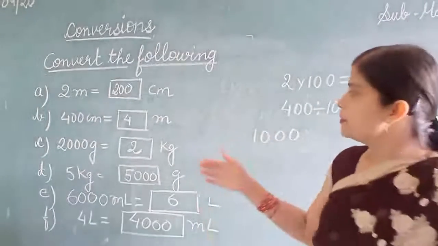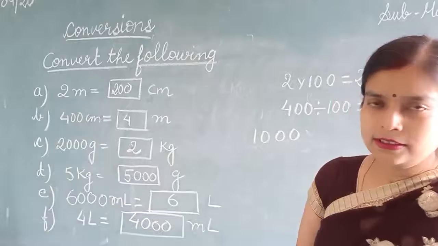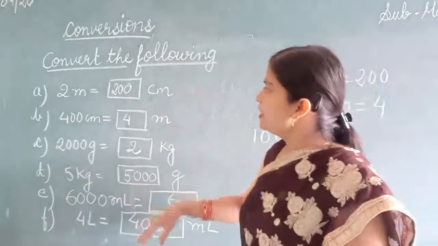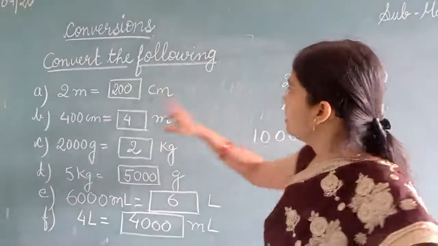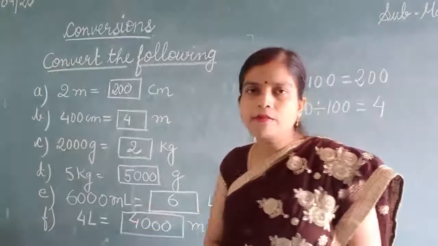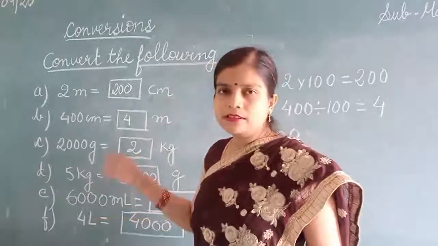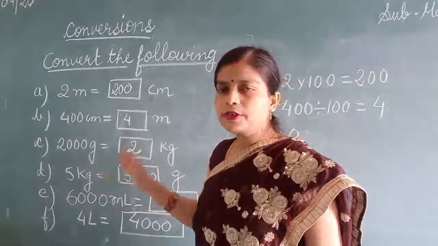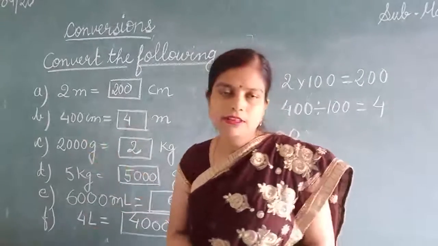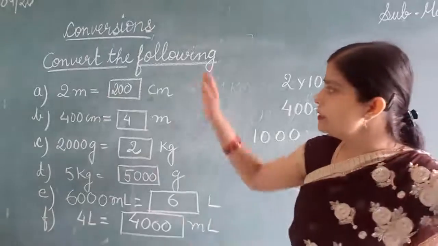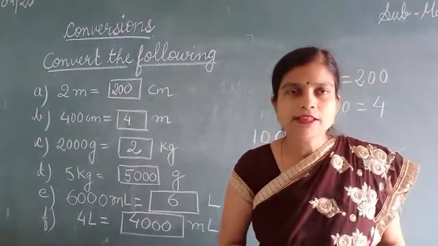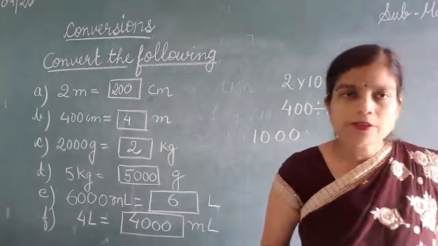Very simple now. We only have to multiply and divide. When we are multiplying, we are simply adding zeros to the right hand side of the number, and when we are dividing, we are removing the 3 zeros or 2 zeros from the right hand side of the number. That is all we are doing, and simply we are converting here. Okay children, please practice in your copy.